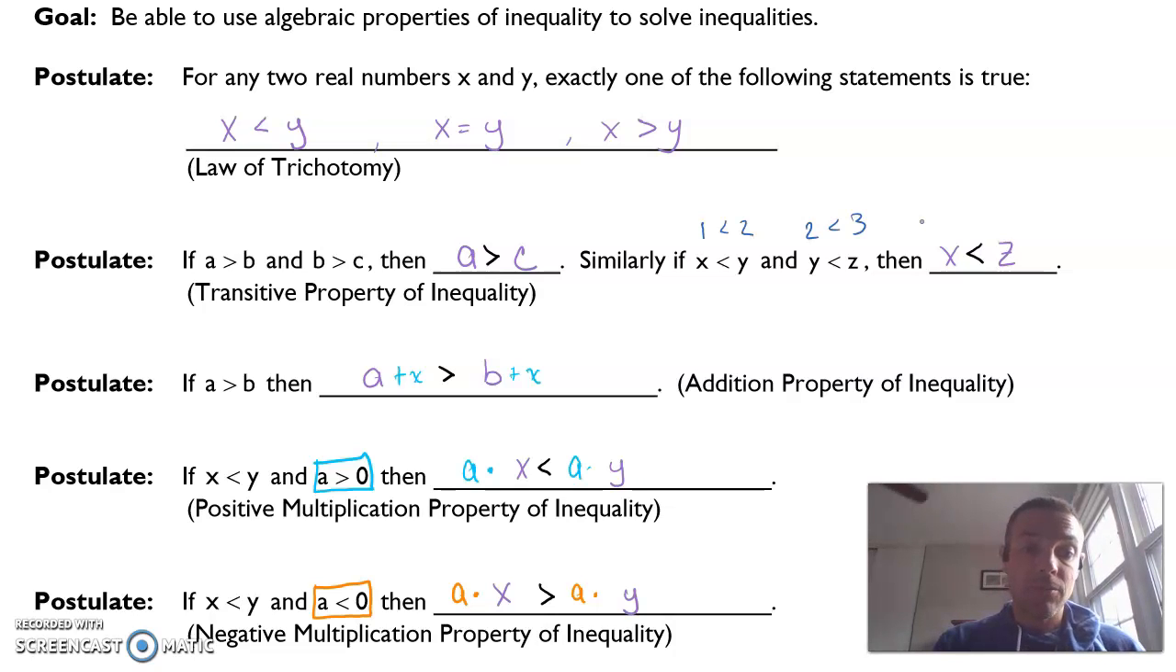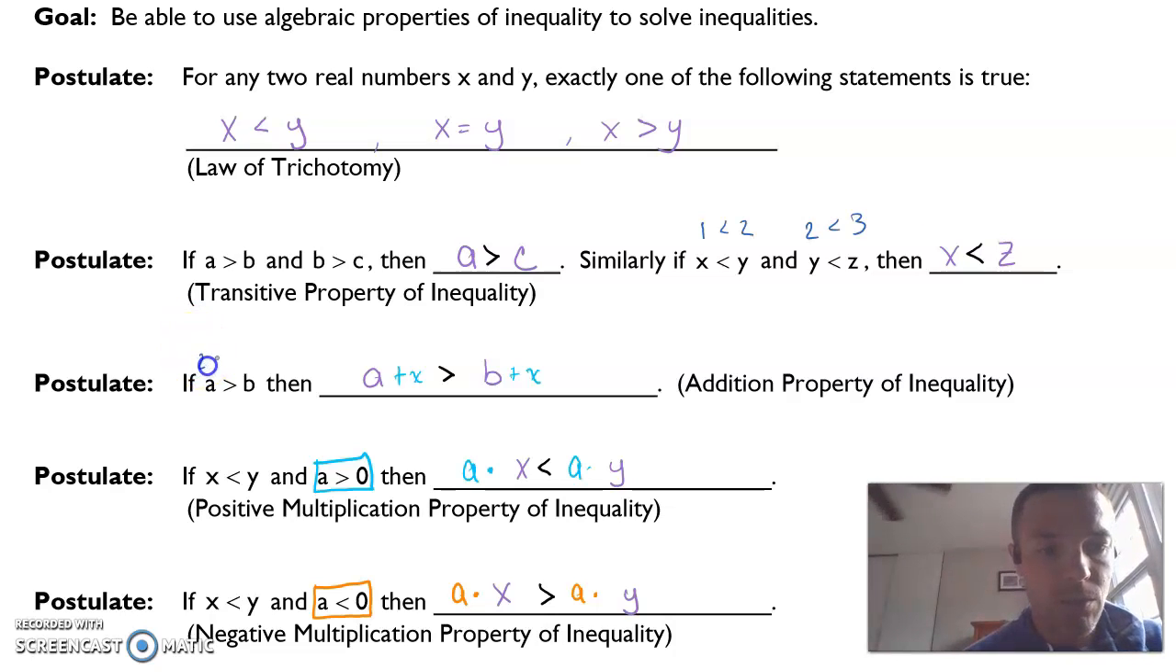The next postulate, if A is greater than B, then if you add something to A, you add the exact same thing to B, your relationship doesn't change. So 2 is greater than 1. So if I add 5 to this, I get 7. Add 5, I get 6. 7 is still greater than 6. That doesn't change my property.